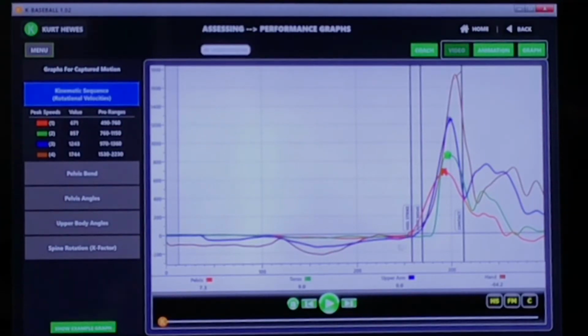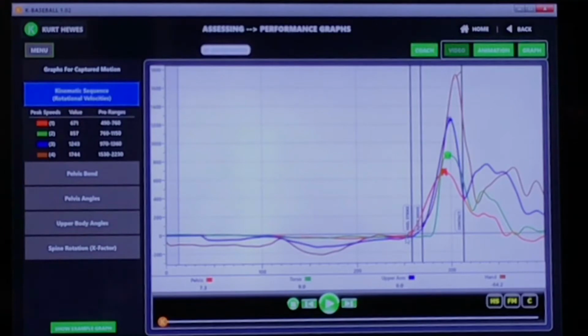On the bottom of the graph, we have milliseconds on the x-axis. On the y-axis, we have degrees per second, so it's measuring how fast each of these components of my body are moving. The red line is our pelvis. The green line is our trunk. The blue line is our lead arm. And the brown line is our bat. Those are the different sensors that I was wearing in the video that we just looked at a second ago.